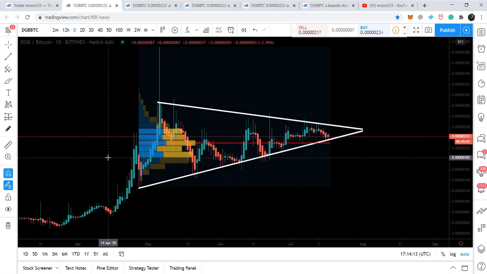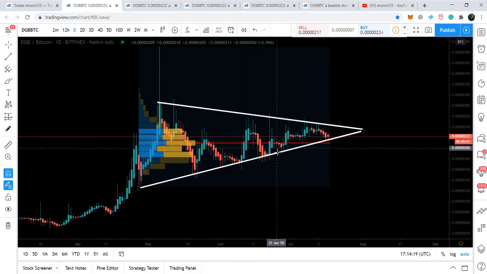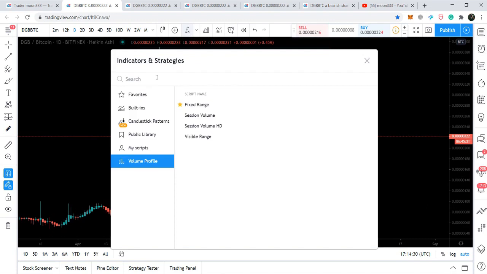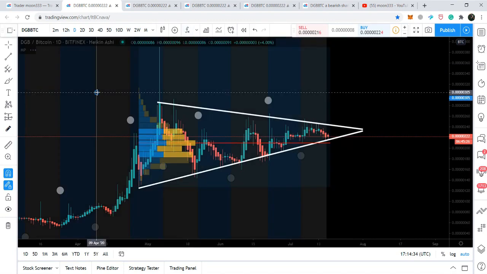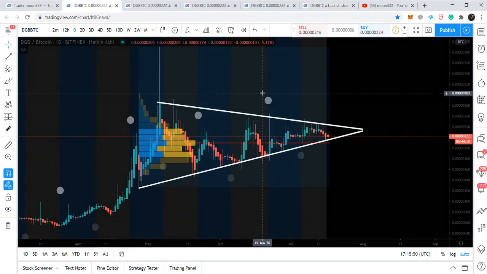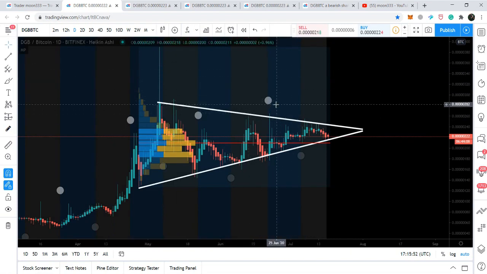that is almost 182 satoshis. So at this level the traders' interest is low, and we have the point of control of the volume profile here at the support of this pennant. That is a bit critical, but if we place the moon phases indicator, then the altitude of the new full moon is very high, and there is a big distance between the resistance of this pennant and this new full moon.